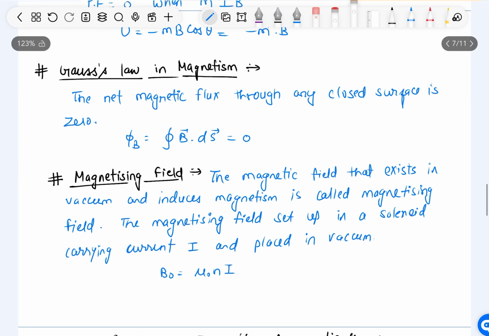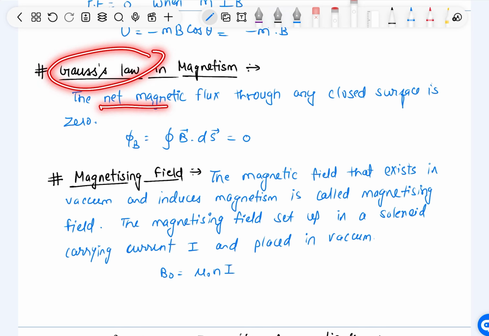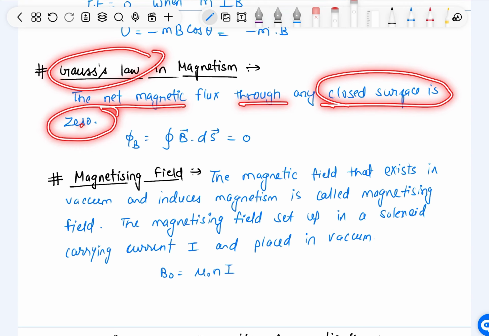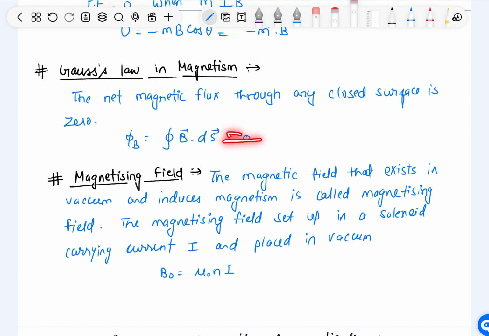Next is Gauss law in magnetism. So, what is Gauss law? The net magnetic flux. Flux is the number of magnetic field lines passing through a particular unit area. According to Gauss law, the net magnetic flux through any closed surface is always zero. So, this is the closed surface. So it will become zero. So net flux becomes zero for Gauss law.